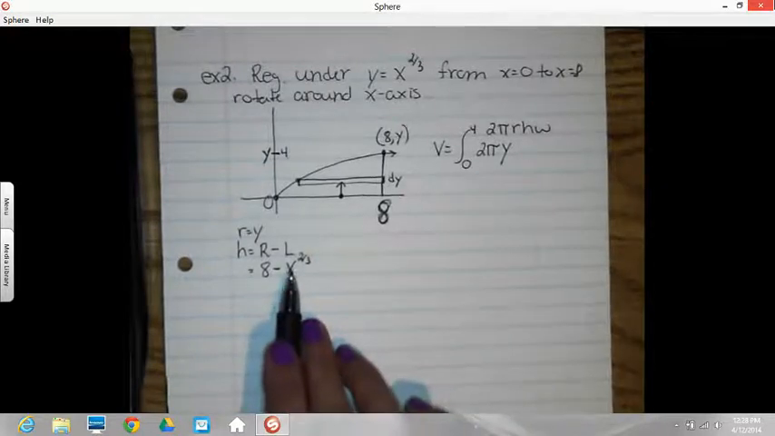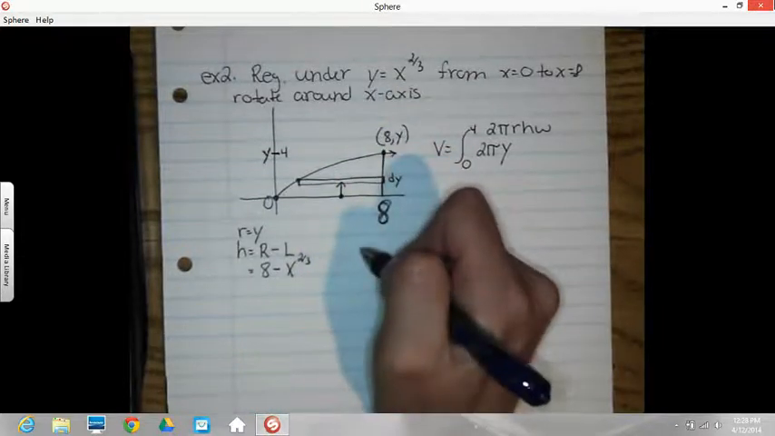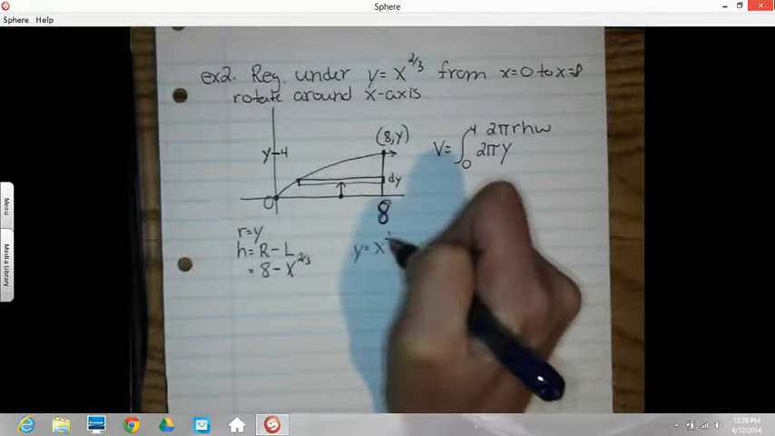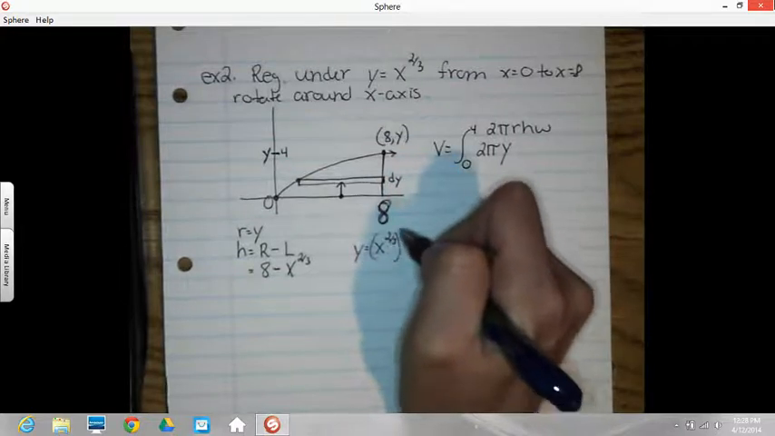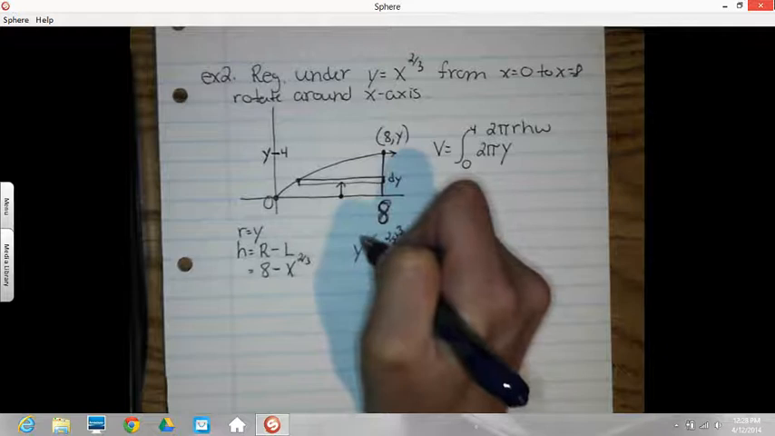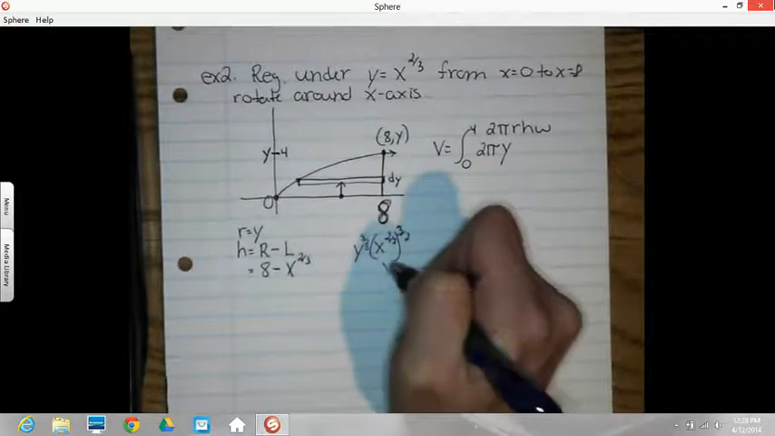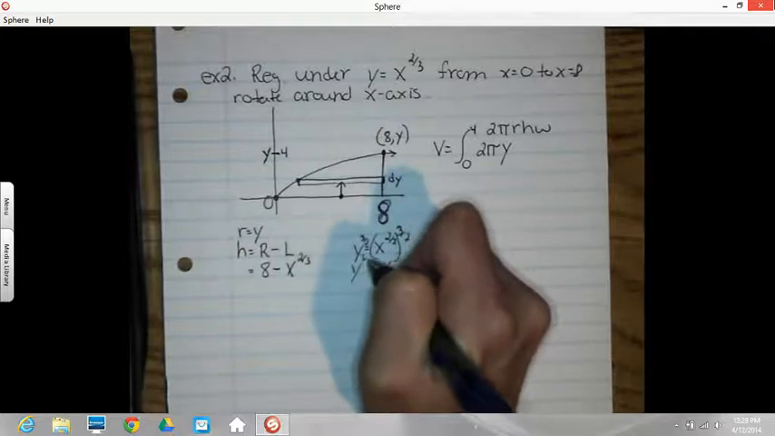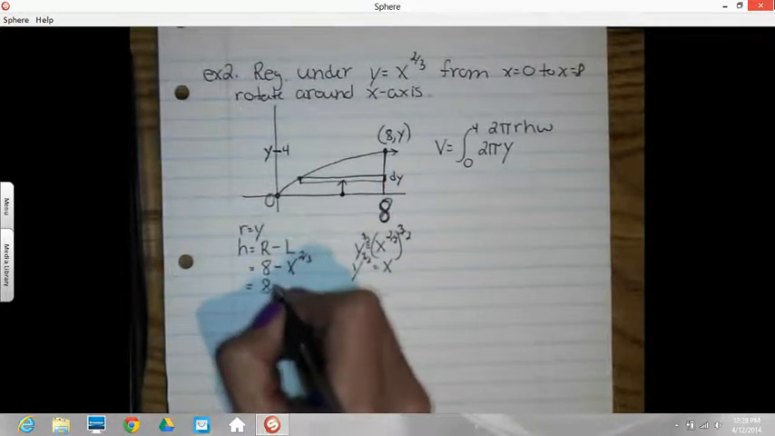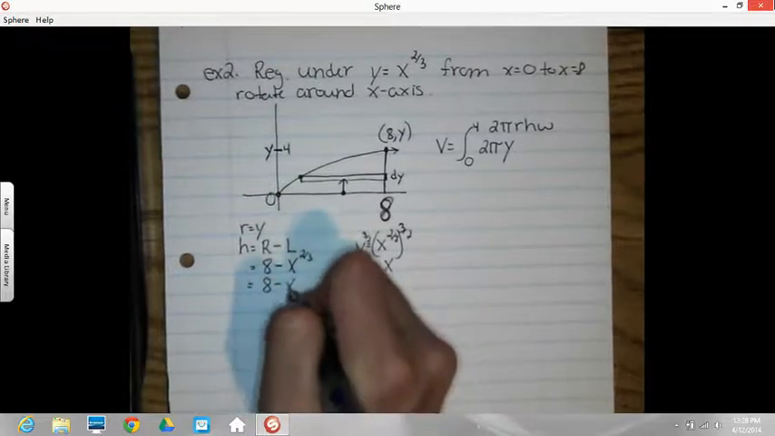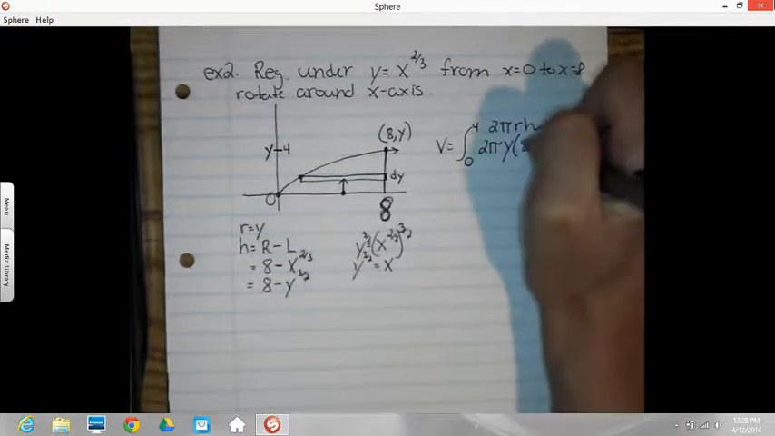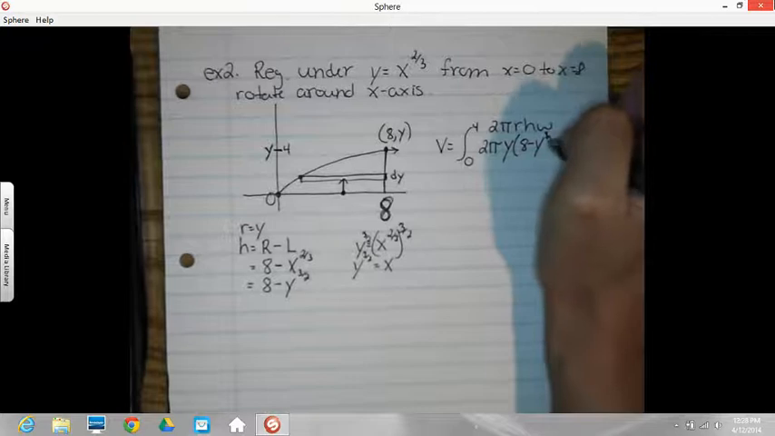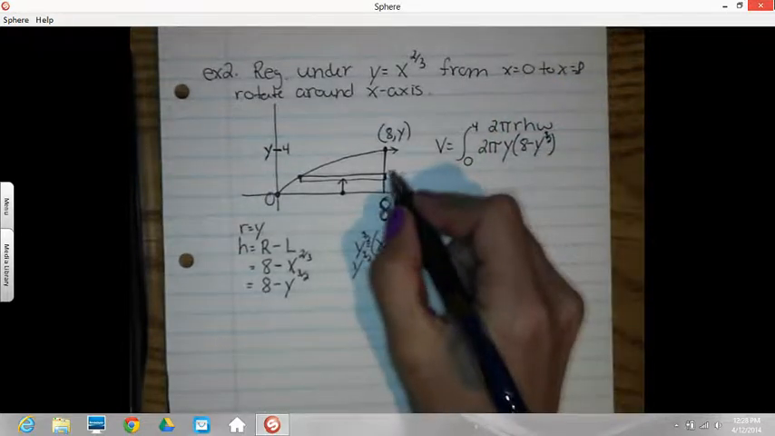So I'm going to rearrange this equation to get it in terms of y. So I'm going to do that off to the side. So here I've got y equals x to the 2/3. To solve this for x, I need to raise to the reciprocal power here to the 3/2. So I've got to raise this to the 3/2. So I get x equals y to the 3/2. So instead of x to the 2/3, I'm going to put y to the 3/2. So there's my height in y's. So in parentheses, 8 minus y to the 3/2. And then the width, I already started with it, dy.